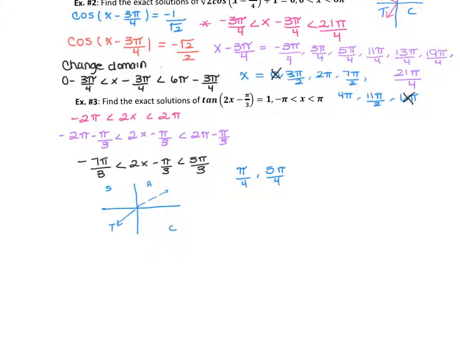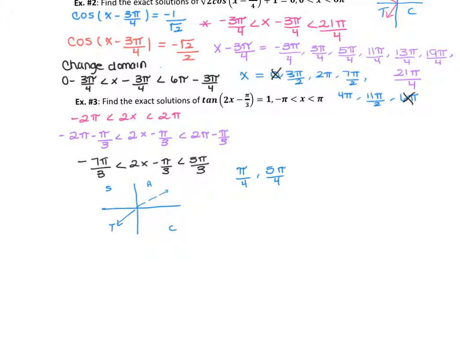If you're having trouble where to start, you will always make that coordinate plane. Look at All Students Take Calc. I see that I have positive tangent values in quadrant 1 and in quadrant 3. And those two values where I have a tangent of 1 are at pi over 4 and 5 pi over 4.